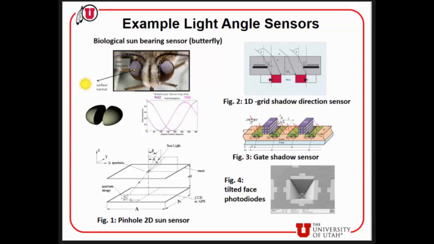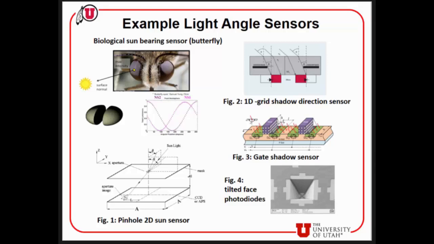Fundamentally, when there is an opaque object in front of the eyes, it casts a shadow on the eyes itself, and the location of this shadow depends on the apparent incident light rays of the sun. Now we can extend this principle to artificial light angle sensors, for example, the one shown in the lower left corner.